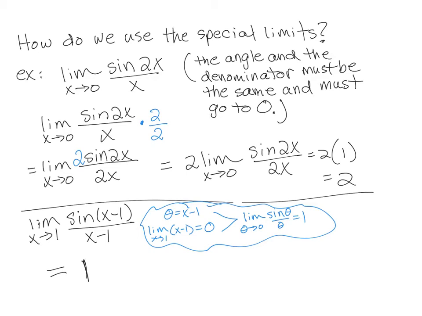Another example, look at this guy right here. Now in this case, the argument of my sine and my denominator are exactly the same thing. But do they go to 0? Well, if x goes to 1, then this goes to 0 and this goes to 0. They're exactly the same. I don't have to do anything to it. I know that that goes to 1. And here is the reasoning behind that right here.